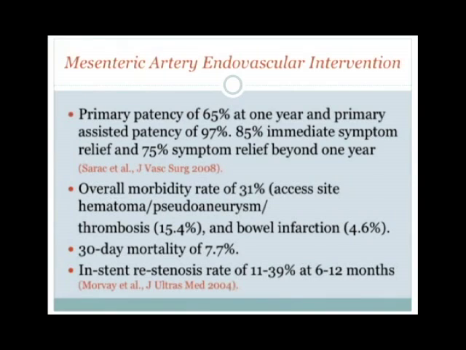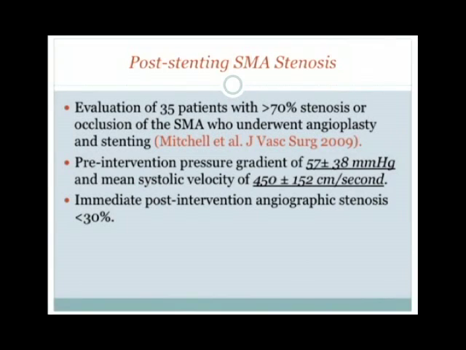The overall morbidity, again, is related to the access site. It's related to vessel thrombosis, possible bowel infarction. You can see that 30-day mortality can still be quite high in this group of patients. The in-stent restenosis rates in the literature have been anywhere between 11 to 40% almost. There's a group out of Oregon that looked at 35 patients who had 70% stenosis in the SMA that were treated with angioplasty and stenting.